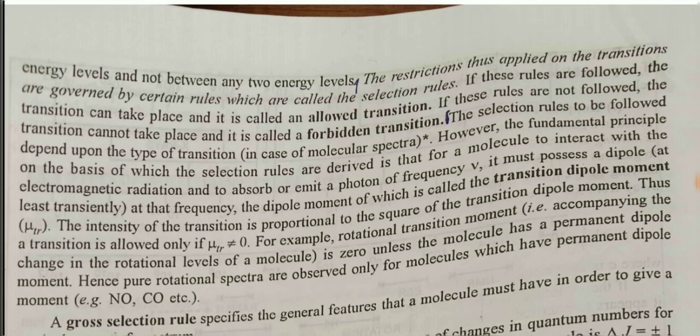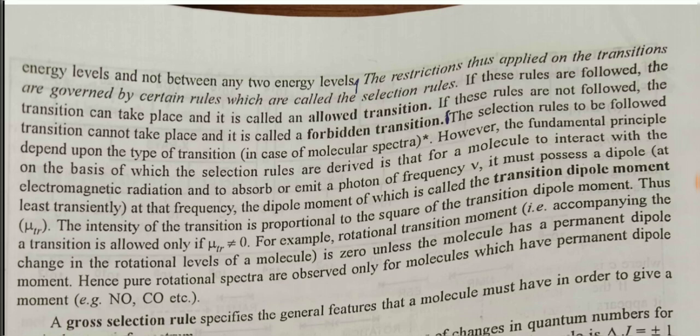However, the fundamental principle on the basis of which the selection rules are derived is that for a molecule to interact with the electromagnetic radiation and to absorb or emit a photon of frequency ν, it must possess a dipole at the frequency, the dipole moment of which is called the transition dipole moment. The intensity of the transition is proportional to the square of the transition dipole moment. Thus, a transition is allowed only if the transition dipole moment is not equal to 0.